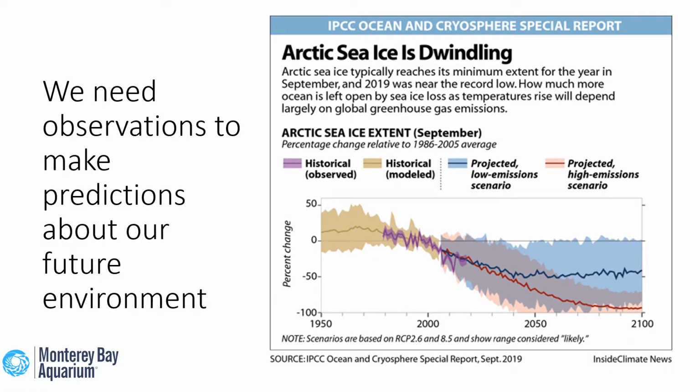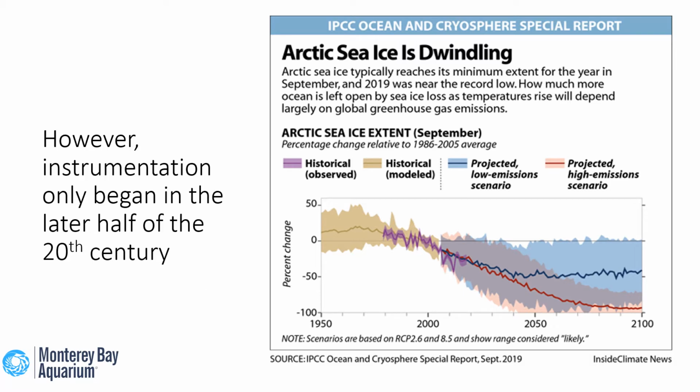So we need real-world observations in order to make models that describe our environment and can predict our future environment. In this figure from the IPCC, the observed records of Arctic sea ice are in purple in the middle, just a small little segment, and the red and blue are two projected scenarios based on that historical, observed, and modeled data.